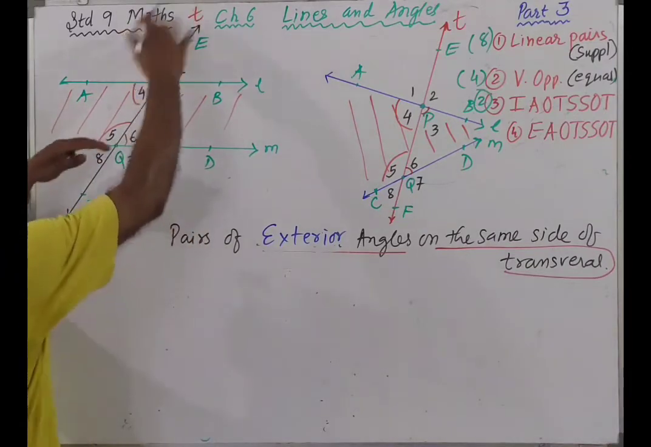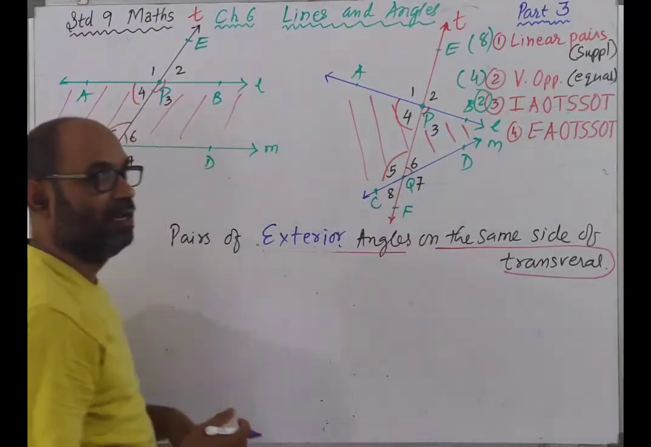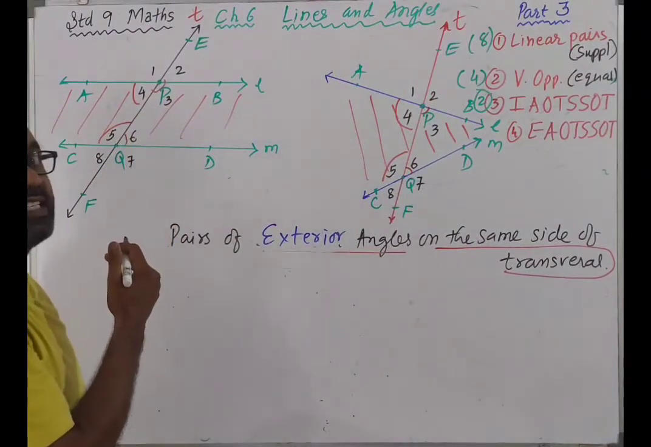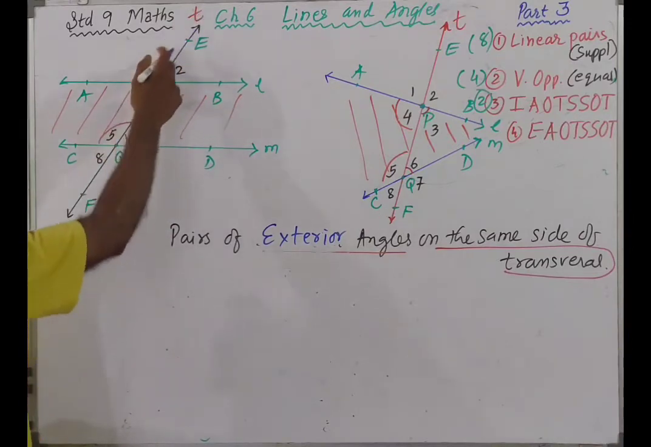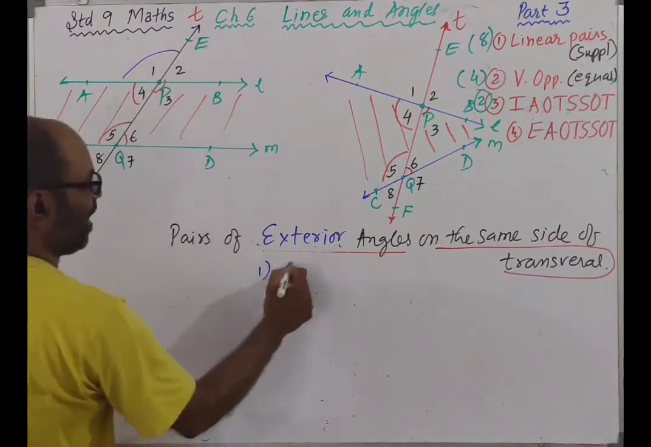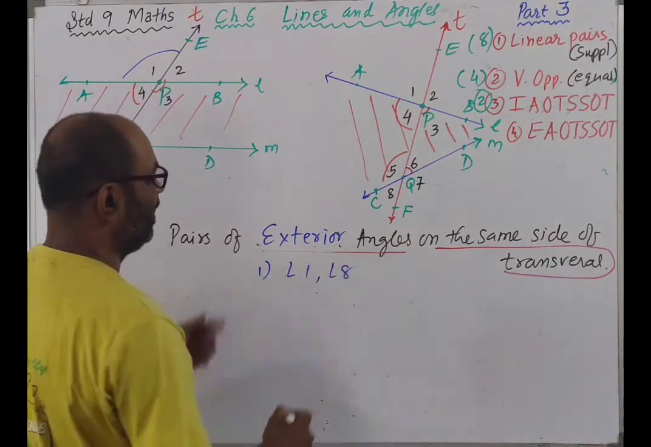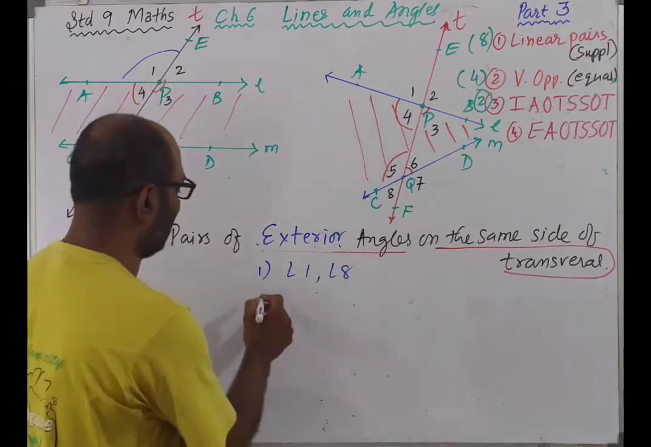चलिए, ये बाहर का भाग है, ऊपर और नीचे का. ये ऊपर का 1 और 2 और 7 and 8. We want pair of exterior angles on the same side of transversal. Transversal चुन लो, exterior में 1 है और यहाँ 8 है. So first pair is angle 1 and angle 8. This pair of angle is called exterior angle on the same side of transversal.